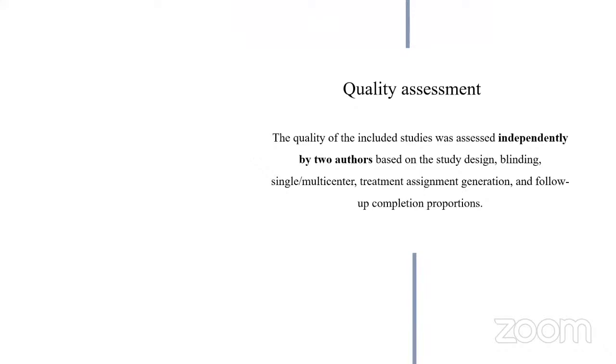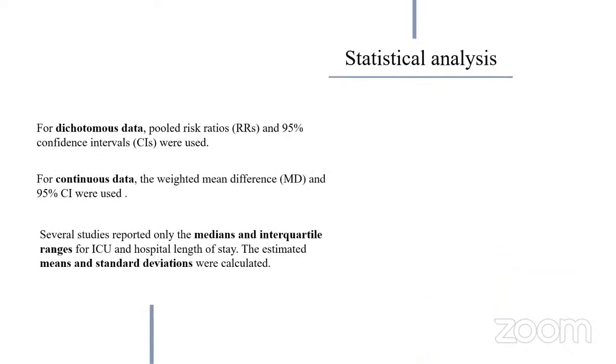For quality assessment, the quality of the included studies was assessed independently by two authors based on the study design, blinding, single versus multi-center studies, treatment assignment generation, and the follow-up completion proportion. For the dichotomous data, the pooled risk ratio and the 95% confidence interval were used. For the continuous data, the weighted mean differences and the 95% confidence interval were used. Some studies reported only the median and the interquartile range for the ICU and hospital length of stay, so the estimated mean and standard deviation were calculated for those studies.